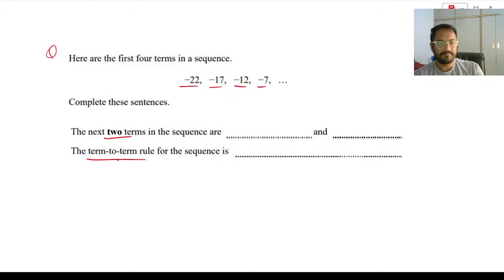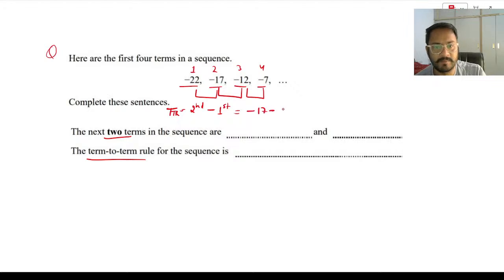It's quite easy. We need to find the difference between the terms, which we call the term to term rule. This is the first term, this is the second term, this is the third term and this is the fourth term, right? Second term minus first term will be your term to term rule, TTR. Here the second term is -17, then we put minus and then bracket -22.